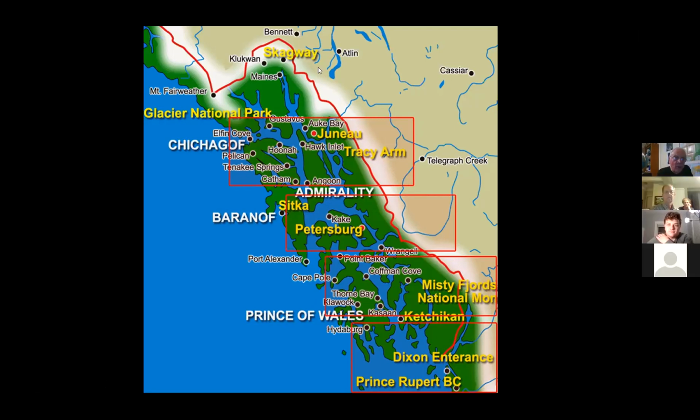So this shows the Inland Passageway. So by ferry, we're going to be starting in Prince Rupert, BC, heading north. We're going to be going all the way up to Skagway, right here. This is a distance of more than 400 miles.